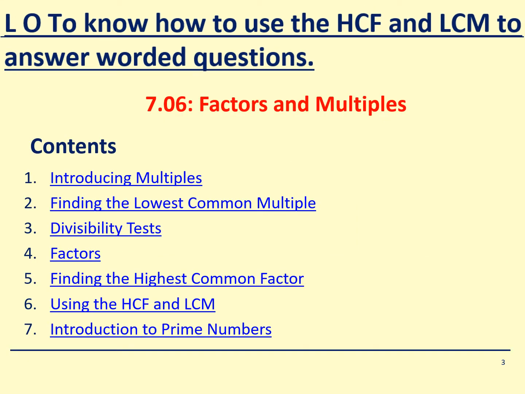So today we are going to learn how to use the highest common factor and lowest common multiple to answer worded questions. We already know what multiples are and how to find the lowest common multiple. We've learned about divisibility tests and factors and how to find the highest common factor. Today we will learn how to find an unknown number if we know what their highest common factor and the lowest common multiple is.